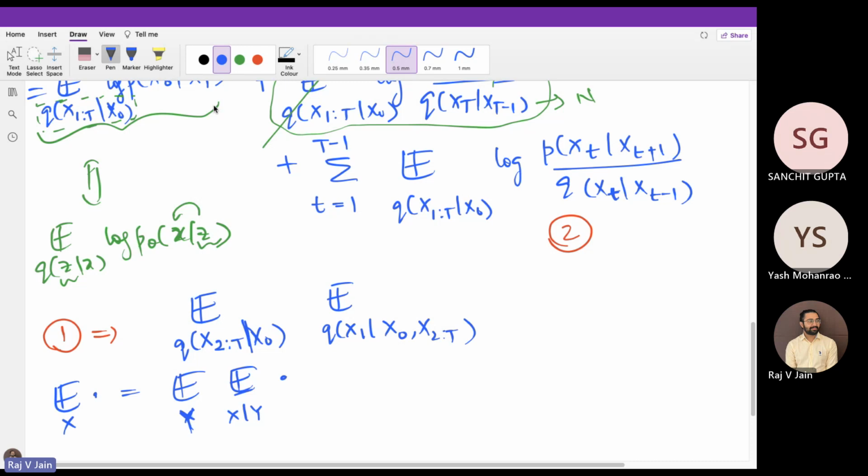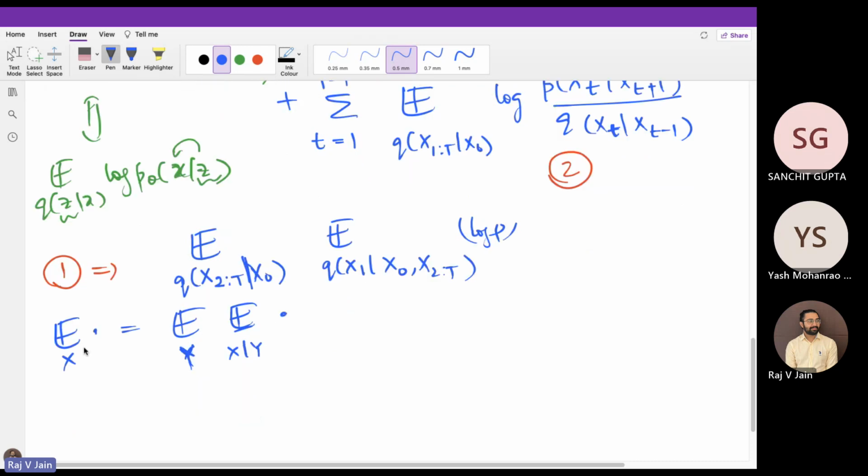Right? This function, this log P, for now I'll just keep it like this. Is this clear? So I'm just writing X as Y and X given Y. So this is the X part. This is the Y given X part. Sorry, X given Y part.